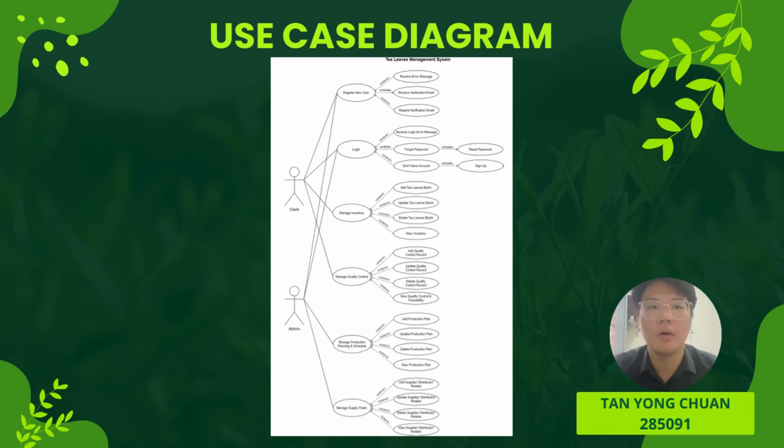Next, the main functional option is manage inventory, which is accessible by the clerk only. When the clerk chooses the option to manage inventory, they have the option to add, update, delete the T-leaf batch, and also view inventory.